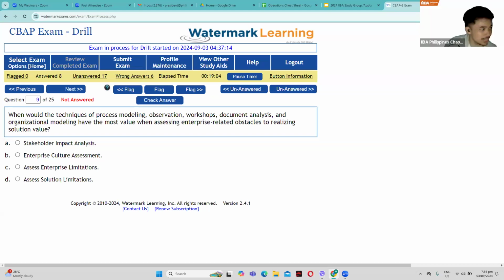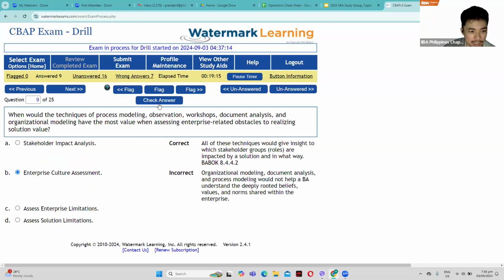Did anyone answer? Oh, there you go. B, enterprise culture assessment. Okay, let's try that out if there's no one else. And that is incorrect. So the correct one is stakeholder impact analysis. All of these techniques will give insight to which stakeholder groups are impacted by a solution and in what way. Okay, so this is kind of a tricky one, because it's trying to throw you a curveball with the wording. But you have to remember what the techniques are for.